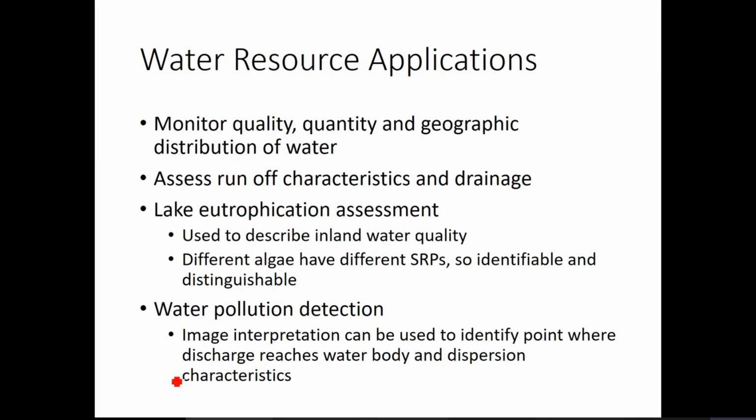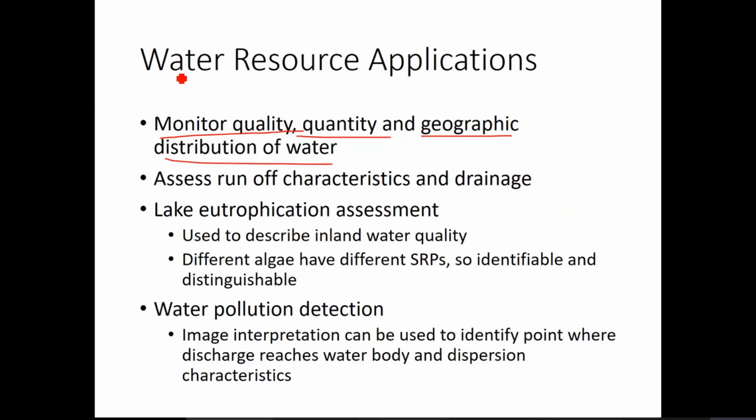Next, coming to water resources applications. There are many water resource applications for remote sensing and GIS. You can monitor the water quality, the quantity of the water can be estimated, and you can also find out the geographic distribution of water in a particular area. For a large, vast area, you can map all these parameters.